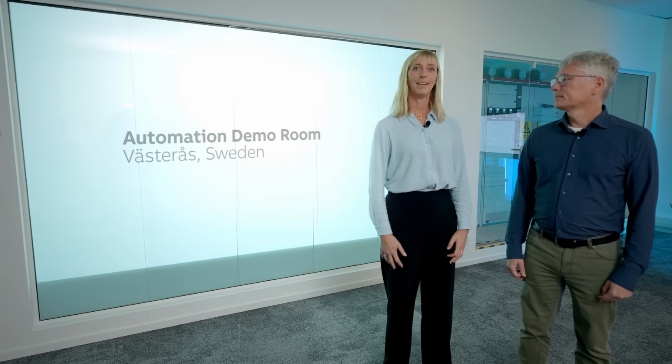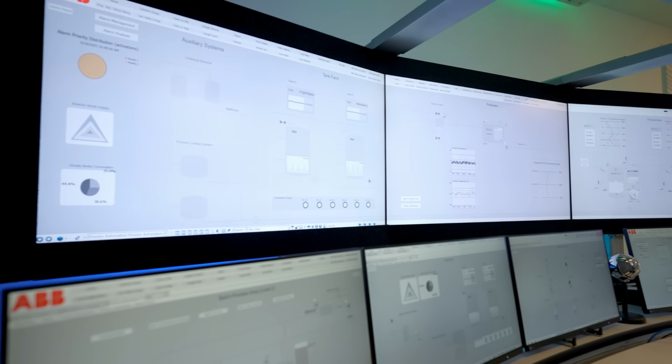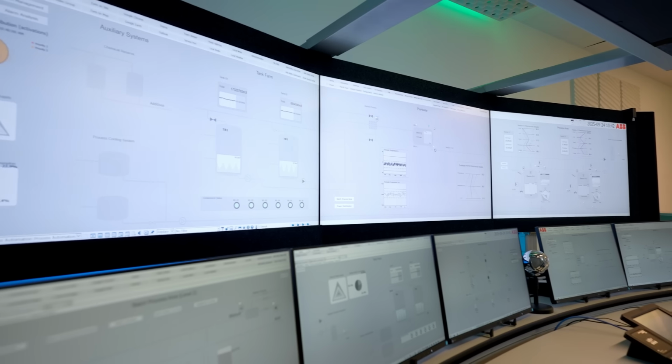Welcome to ABB Automation here in Västerås, Sweden. Today we are in the demo room and my name is Åsa Larsson and I have my colleague. I'm Christian Dahl and today we're going to have a look at the distributed control system, System 800XA, as we see here behind us.